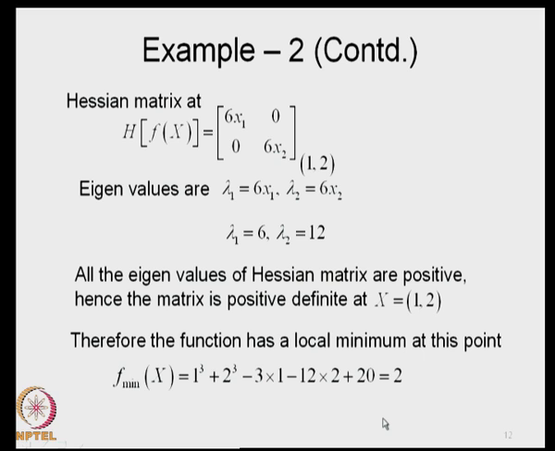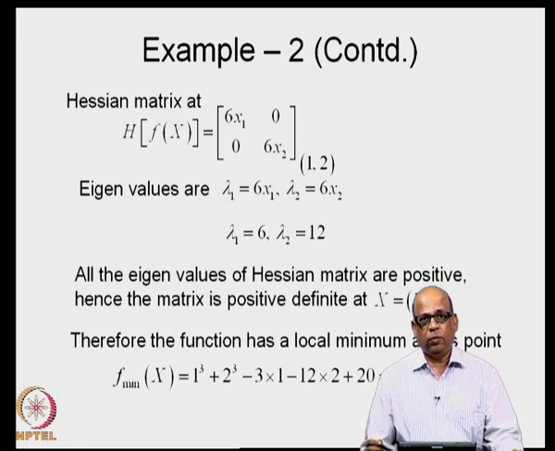Hessian matrix being positive definite means that the stationary point is a minimum value, and the minimum value is obtained by substituting the values x1 equal to 1 and x2 equal to 2. So, this is what you get. Then we move to the next stationary point. We remember we have 4 stationary points now. So, we go to the next stationary point.